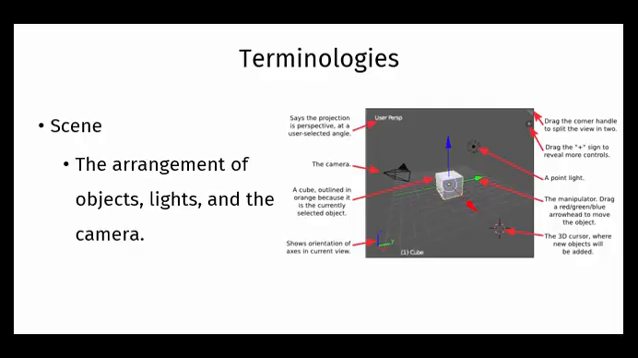So remember, the 3D model is the object, and the scene is the complete setup containing objects, lights, and camera. For example, if we create a 3D room with a table, chair, lamp, and camera, everything together makes the scene.